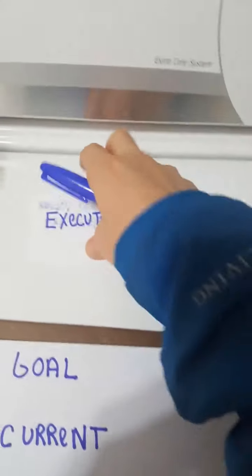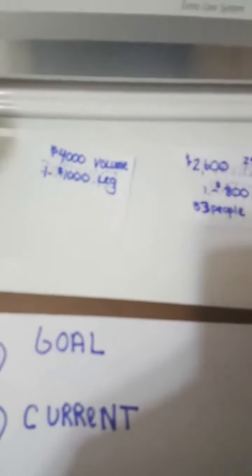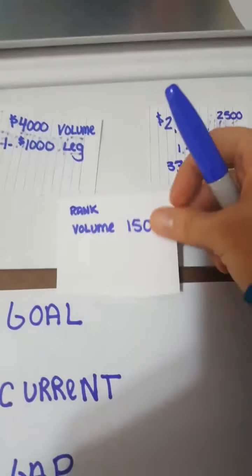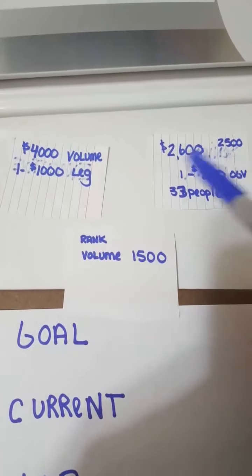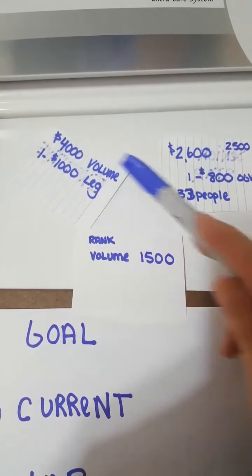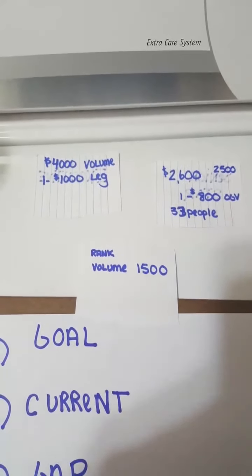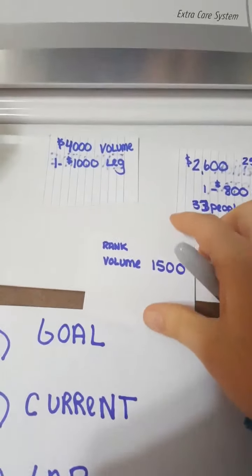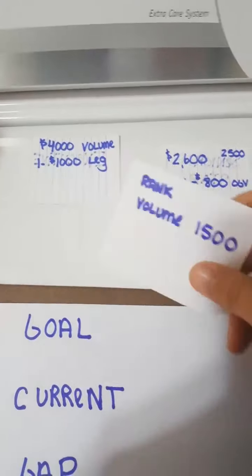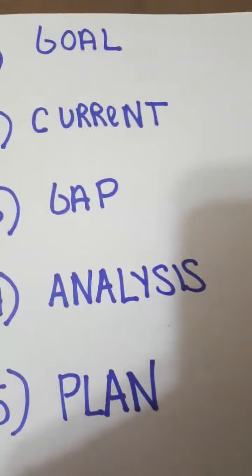Now we look at what's the gap, okay? What's the gap between executive and senior star? Well, there is no rank, but there is a volume. So the gap is about 1,500, right? 1,500 gets you to a $4,000 volume and a little bit on that leg. Well, if we know that, and of course, yes, you would want to aspire to do more than that so that you're always hitting your rank, whether it's silver or whatever you want to hit. But when we know that, we know the gap, now we can do our analysis, okay?